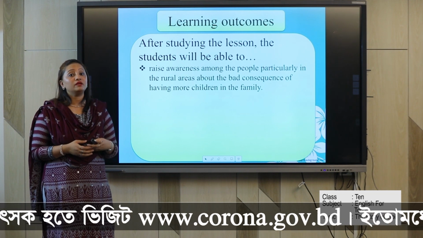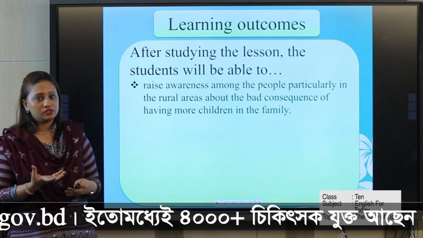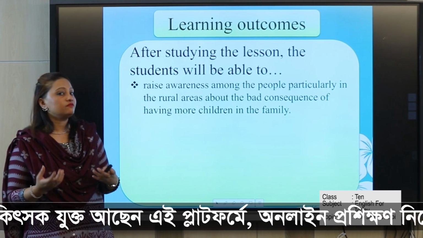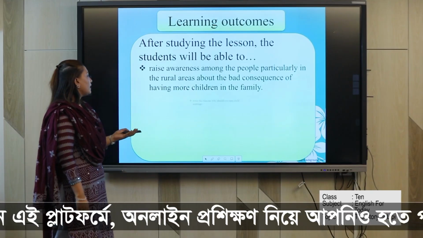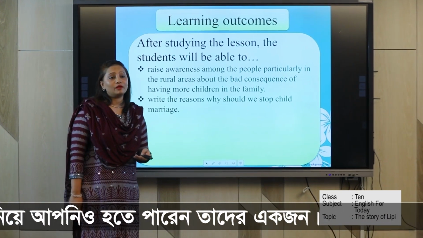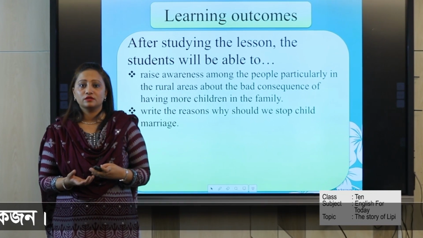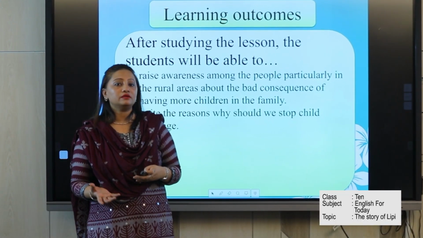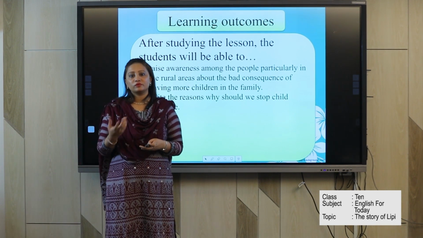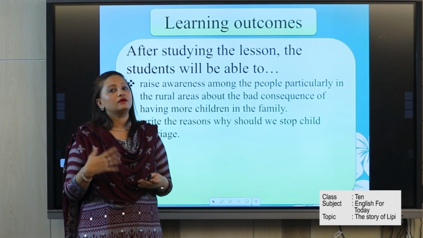So what type of problem do the villagers face nowadays? They are not aware of the population growth. They are having lots of children in their families, so they are facing different types of problems. And write the reason why should we stop child marriage. So what is the condition of the father? They become unable to raise their daughter. So what do they want? They want to marry their daughter to an unknown guy who is illiterate, who is not working, who is unemployed. So different types of miseries happen in her life.